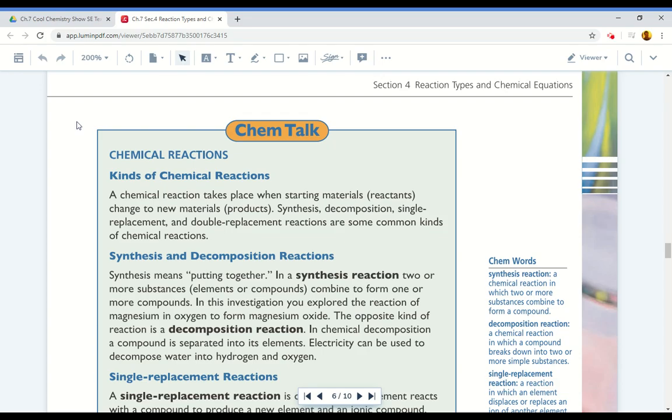Section 4. Reaction Types and Chemical Equations. ChemTalk. Chemical reactions. Kinds of chemical reactions.